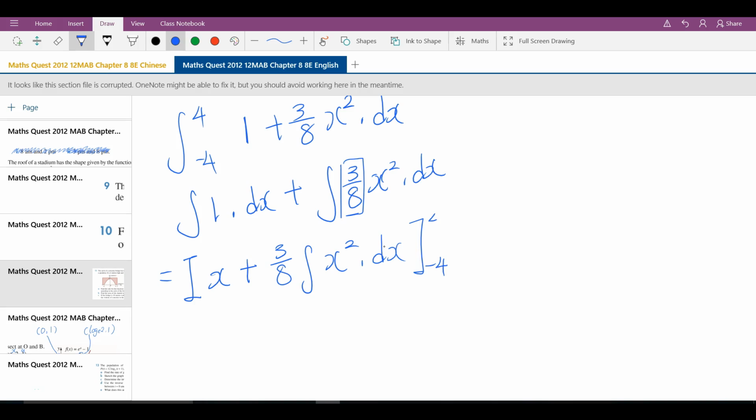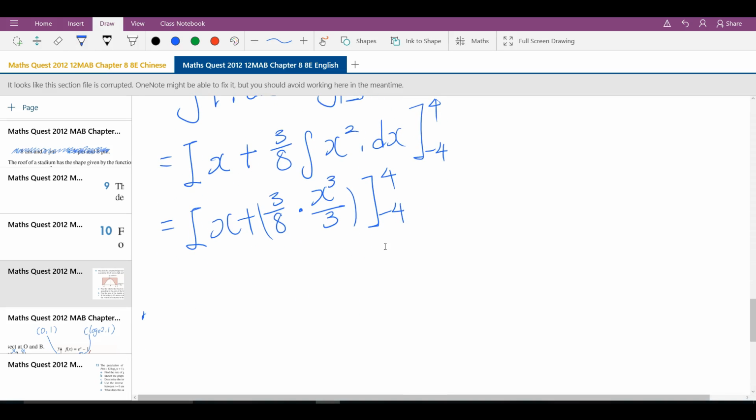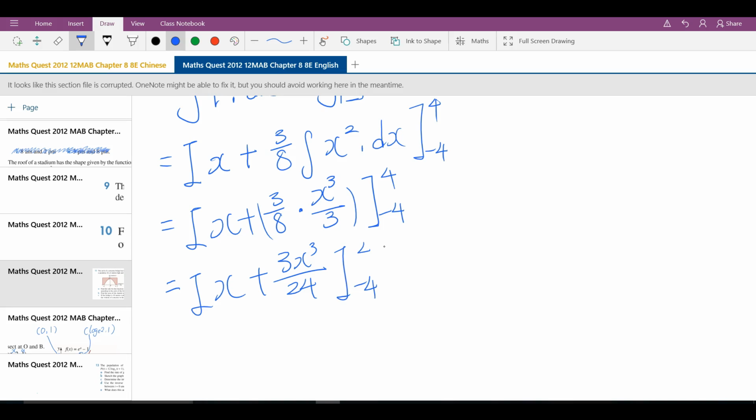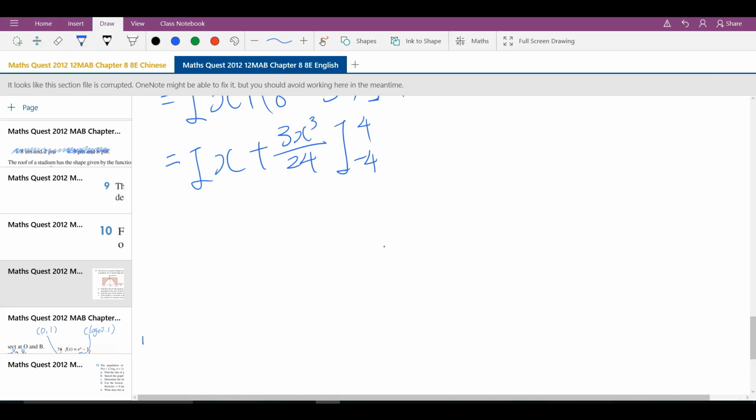Right. So put the domain there. So it's equal to x plus 3 over 8 multiplied by, to integrate x squared, the power increased by 1 divided by the new power. Right? And there's no c. Remember, this is a definite integral. So we simply multiply these two. So it's just 3x cubed over 8 times 3, which is 24, from -4 to 4. All right, we can just sub those two values in and minus each other.